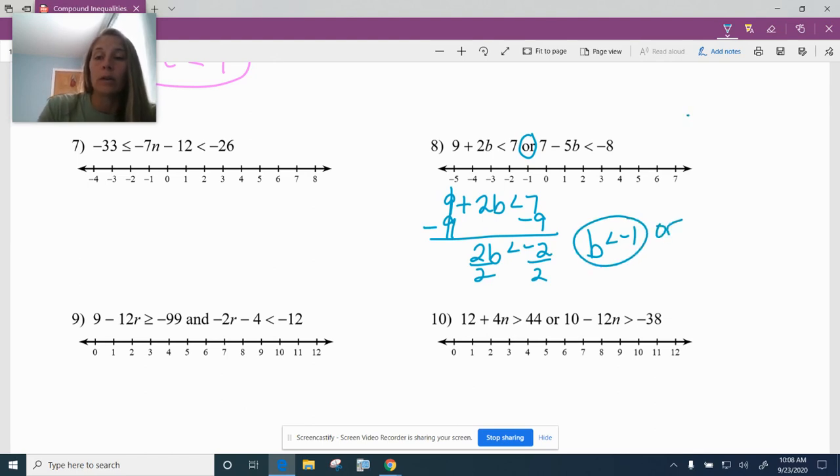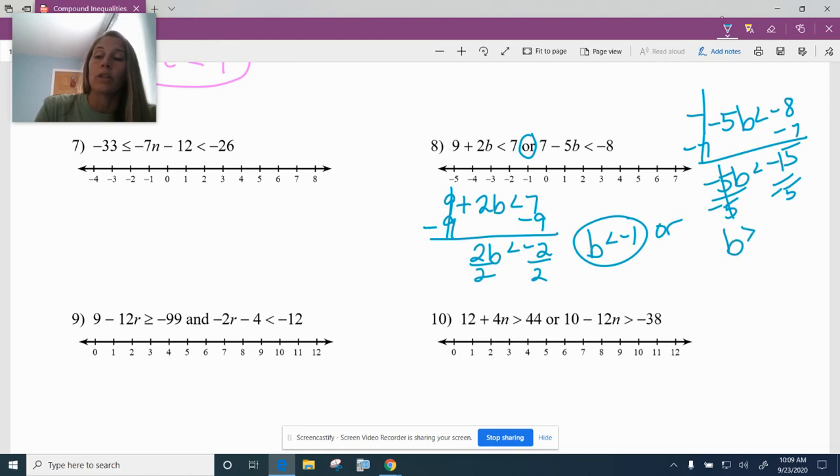Or we can do the other side here and find out the other option. So I'm going to subtract 7. Now be careful here, you're subtracting 7 from a negative, so you're actually going to get negative 15. And then you're dividing by a negative 5, and when you divide by a negative, you're going to have to change or reverse the direction of that inequality sign, and a negative divided by a negative will become a positive.